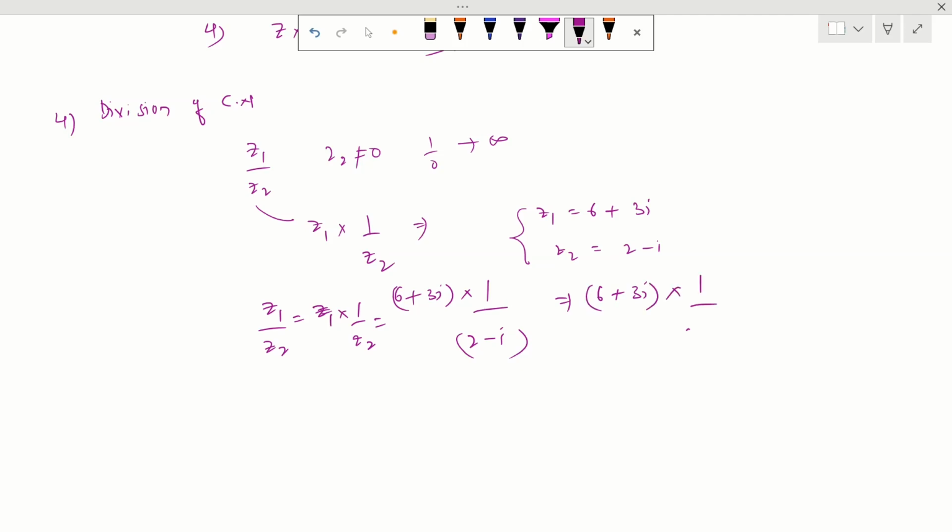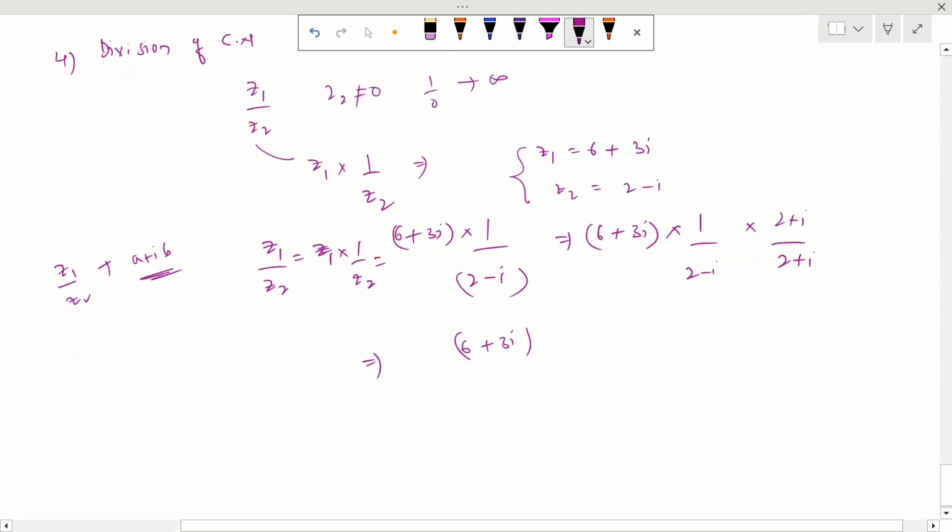So this 1 by z2 we are simplifying by multiplying with 2 plus i. I am taking 2 plus i in the numerator and 2 plus i in the denominator, multiplying both by 2 plus i. So when we simplify this, we will have 6 plus 3i. The main aim of this division, z1 divided by z2, is to express it in the form of a plus ib.